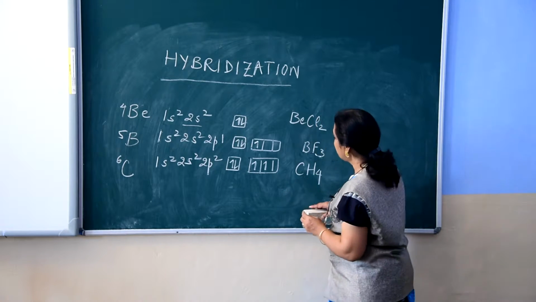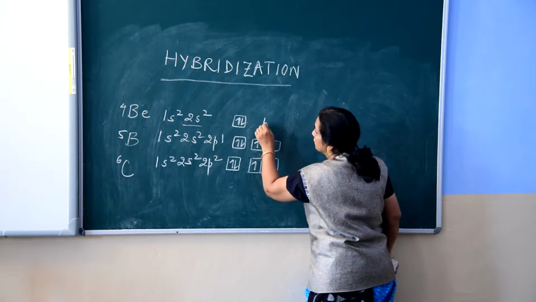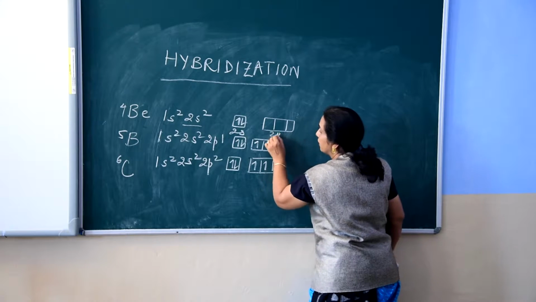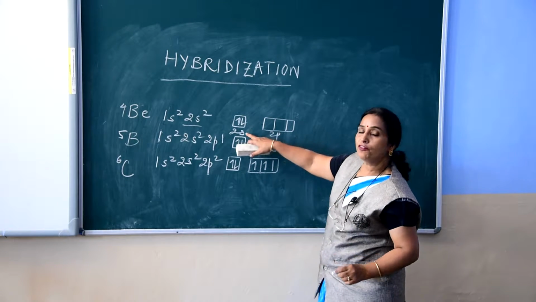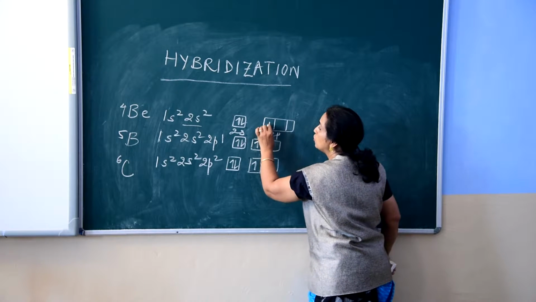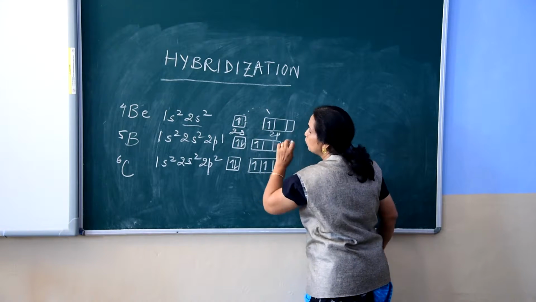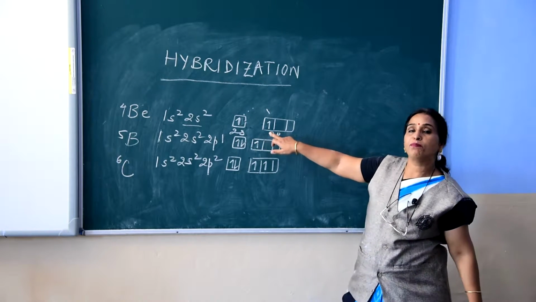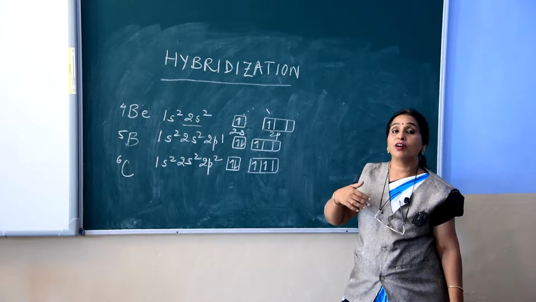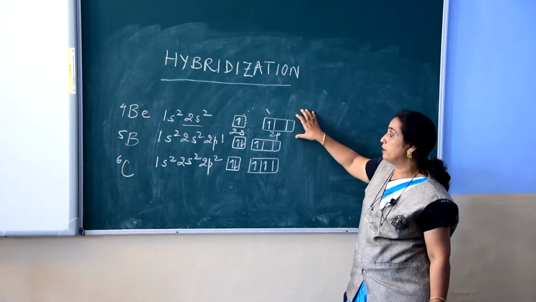Intermixing means when we consider the next higher orbitals for beryllium, this is 2s, the next subshell is 2p. If one of the electrons with slight energy from the 2s is promoted to the 2p orbital, this electron comes over here, then we have 2 unpaired electrons in beryllium. These 2 unpaired electrons in beryllium are now ready for hybridization or for bonding with the other elements.